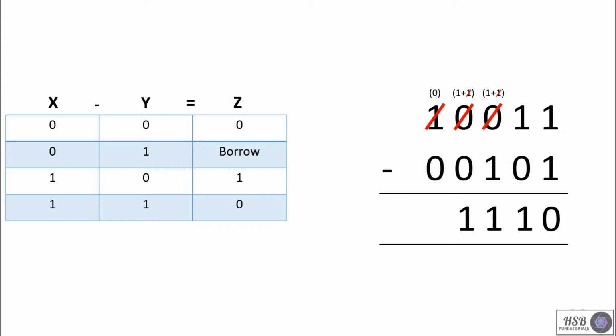At the very end, since this 1 has become a 0, so 0 minus 0, we're going to be left with the 0 at the very end. And we have our final answer right here, which is 0, 1, 1, 1, 0.